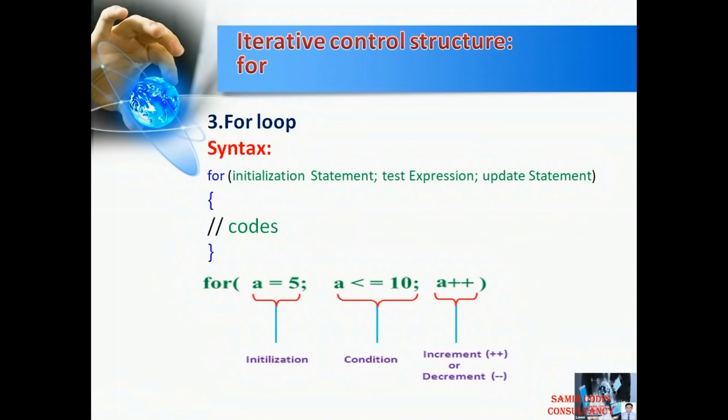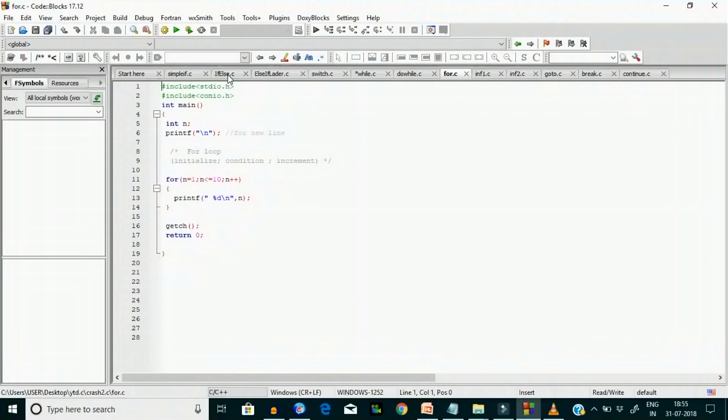So we can take an example where we have to print the first 10 natural numbers. Here you can see a simple example of a for loop. Here also I have taken two header files, and within main I have taken an integer variable n, and for the new line we have taken printf with backslash n, with the format specifier. Then I have written n equal to 1; n less than or equal to 10; and n plus plus.